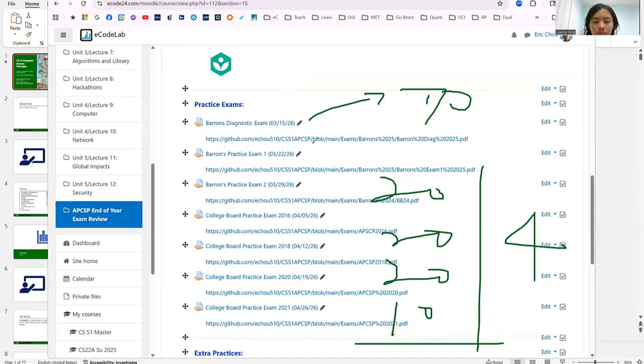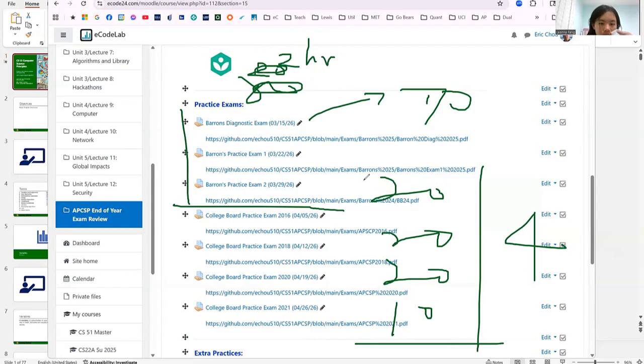Don't work on it in a single day. You cannot finish it because it will take 3 hours to finish it. For the first 3 sets, the parents said you need to finish each set within 2 hours. The 70 problems, you need to finish within 2 hours. If it takes more than 2 hours, then you will have trouble.